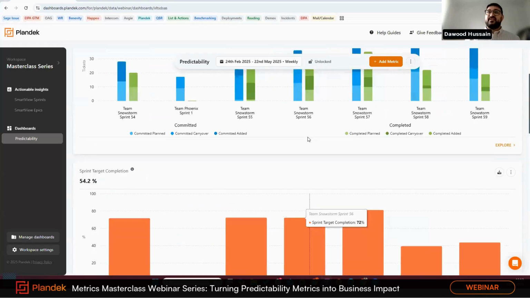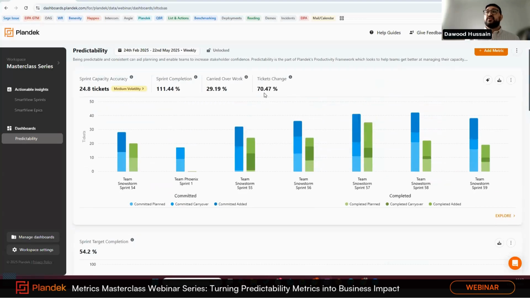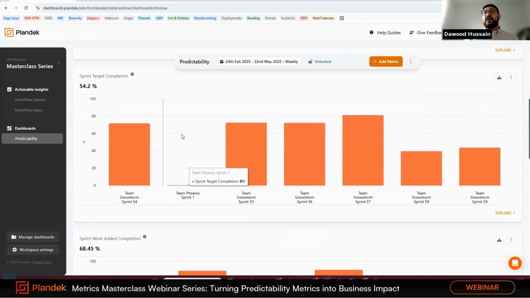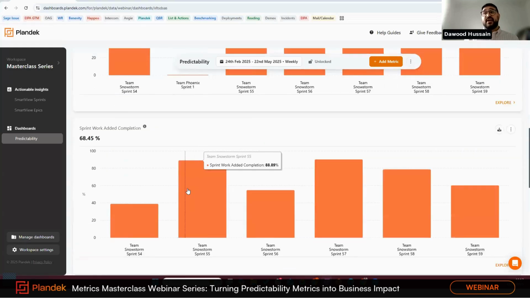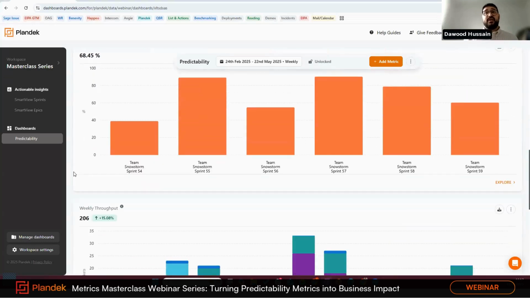So having a look at these three together and understanding, okay, what is my scope change? What is my sprint completion? Am I completing my initial planned work? But also, if I am adding scope in, am I completing that too? And ultimately, that gives us a handle on trying to understand whether we're predictable or whether we're not.